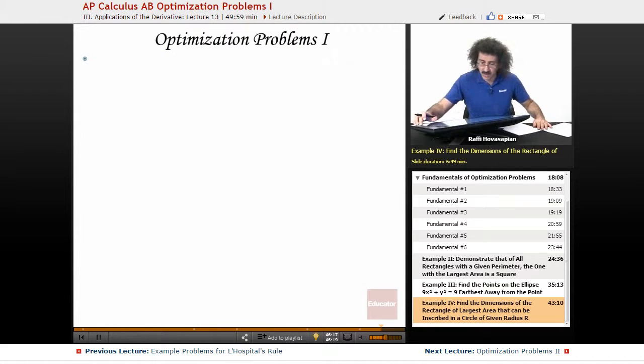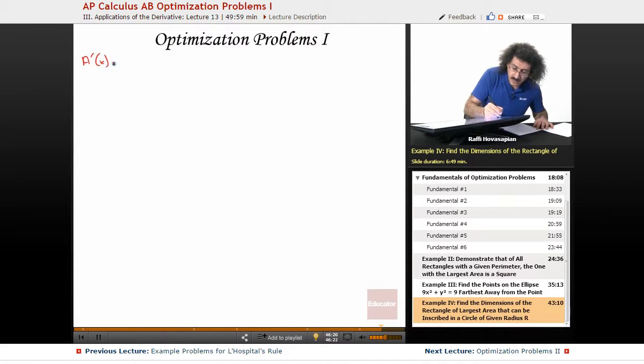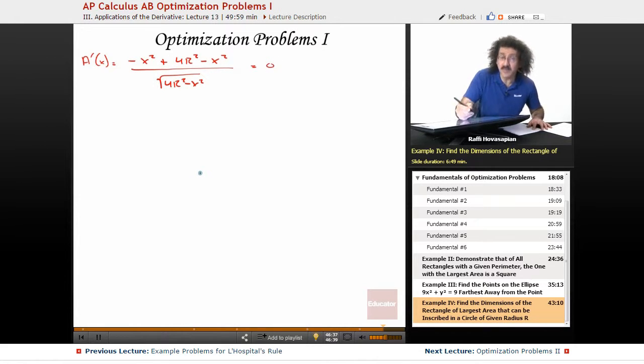And then I find myself a nice common denominator, so I end up with A prime of x equal to minus 2x squared plus 4r squared. I hope the algebra is not giving you guys any grief. I just found a common denominator over the radical 4r squared minus x squared. This is the derivative. We set it equal to 0. When we set it equal to 0, the denominator goes away. I'm left with minus 2x squared plus 4r squared equals 0.